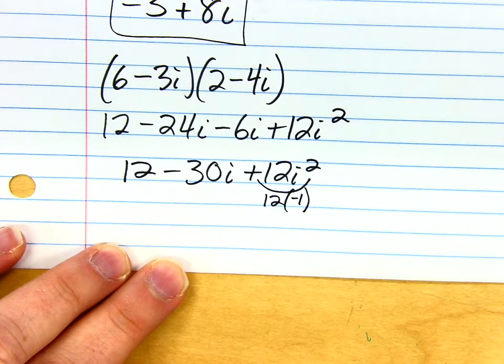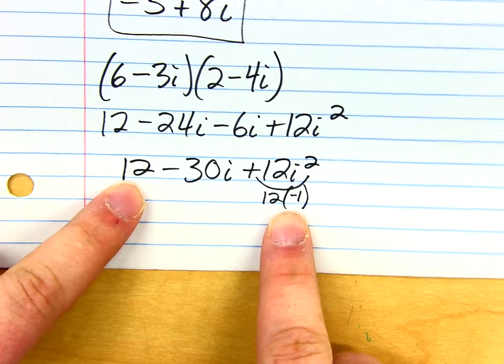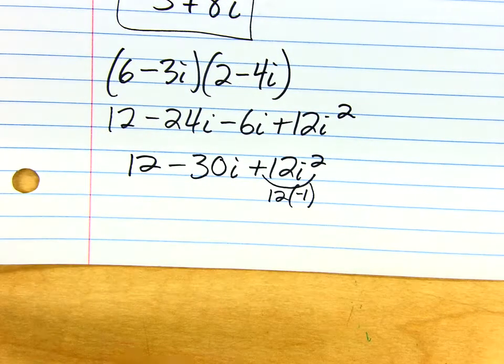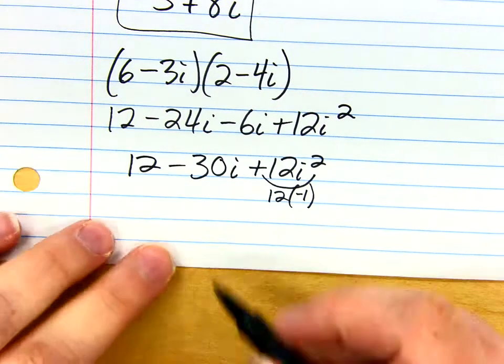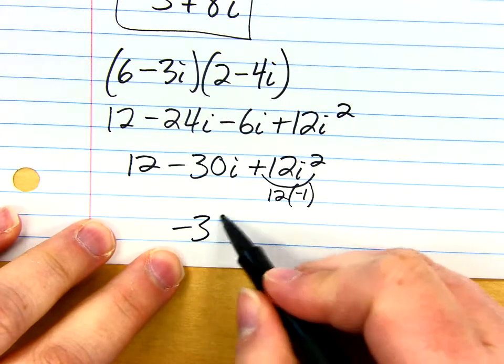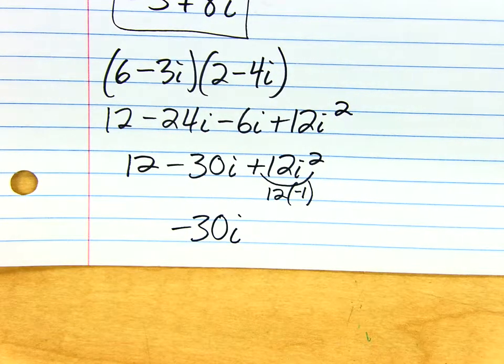And now I can combine it with the 12 out in front. So it just so happens that 12 plus negative 12 cancels each other out. That won't always happen, but it did this time. So my final answer would just be negative 30i.